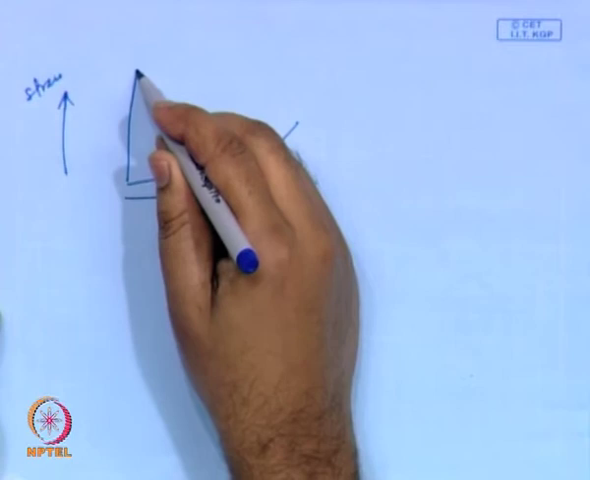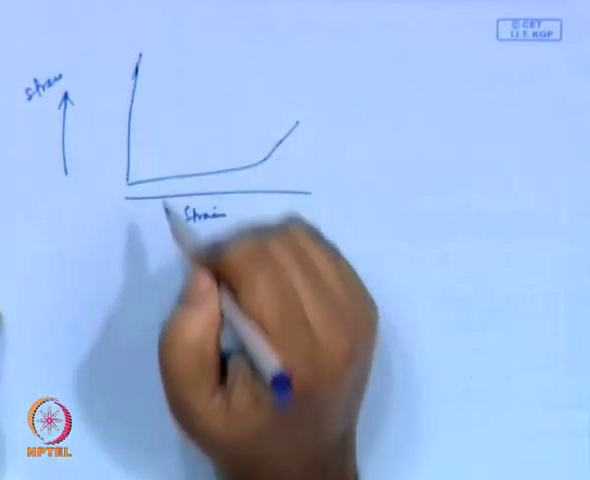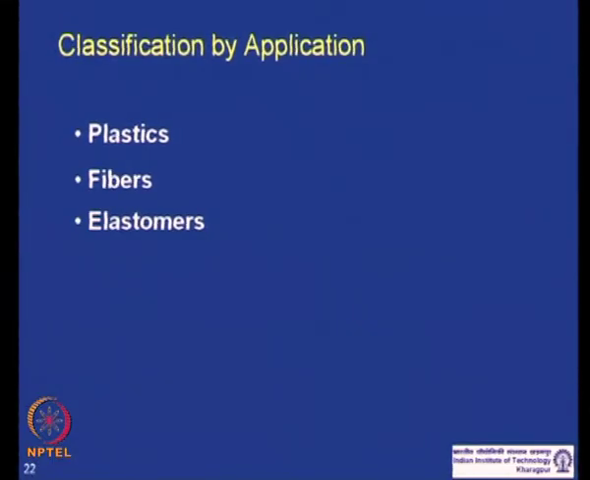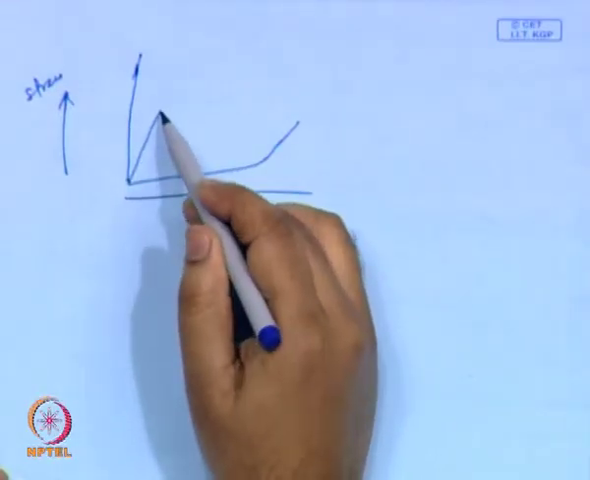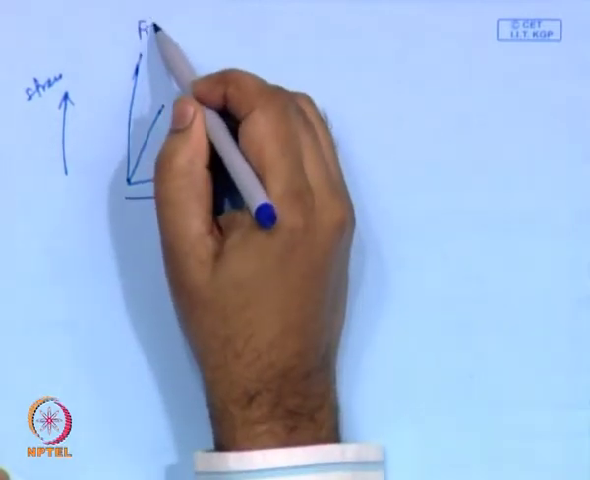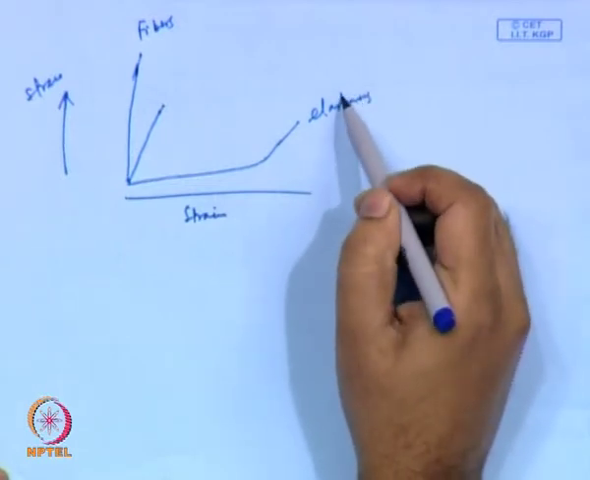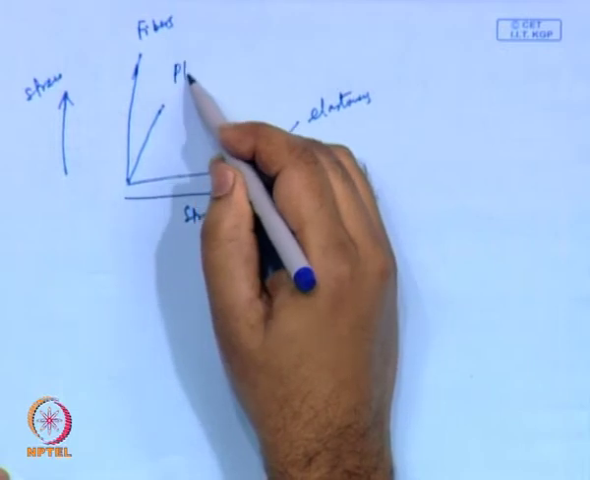Fibers are the extreme case, on the other side. To strain a fiber, that means to stretch it a little bit, you have to apply a very high stress. So, you have a situation something like this. This is fiber, this is elastomers, and this is plastics. Plastics are somewhere in between.